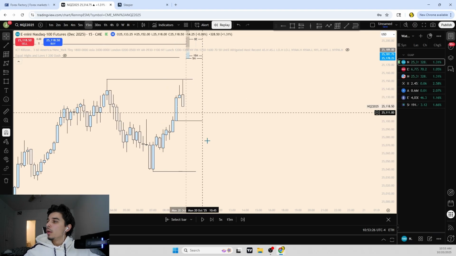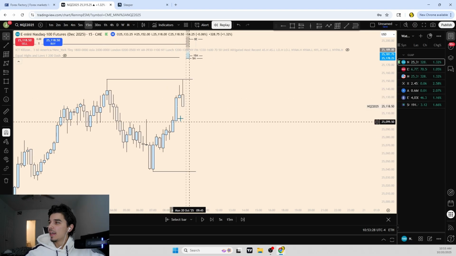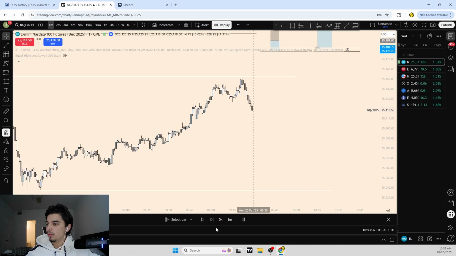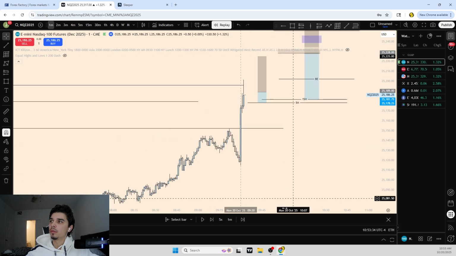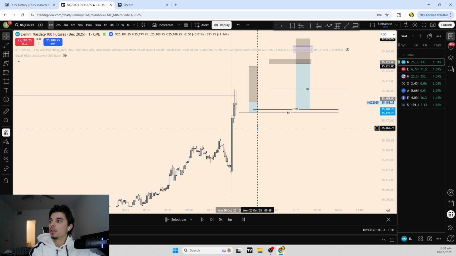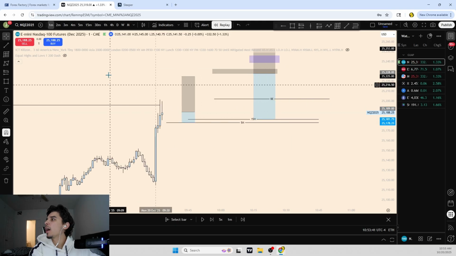We ended up getting a tap into this 15-minute, and right at market open, what do we do? We just drove to the upside, taking out this buy side right here, taking out London highs, and also hitting this hourly fair value gap.